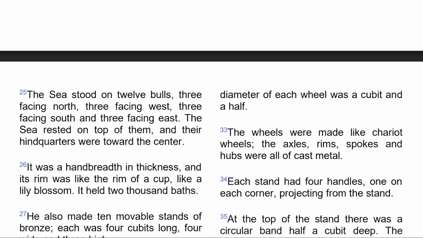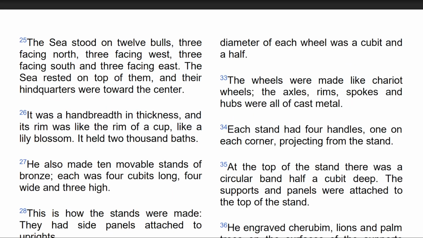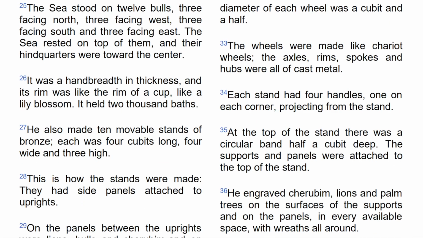The sea stood on 12 bowls, 3 facing north, 3 facing west, 3 facing south, and 3 facing east. The sea rested on top of them, and their hindquarters were toward the center. It was a handbreadth in thickness, and its rim was like the rim of a cup, like a lily blossom. It held 2,000 baths. He also made 10 movable stands of bronze.